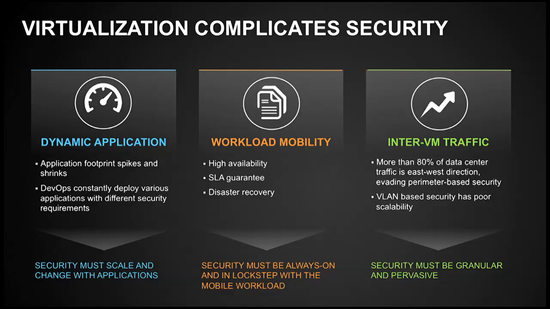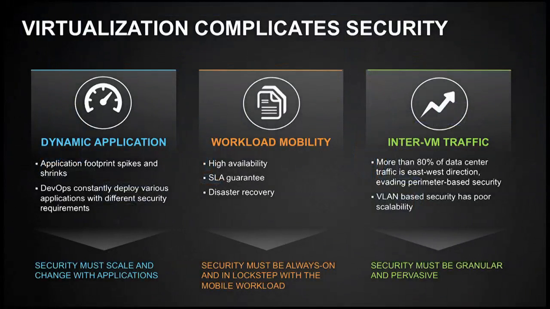The second dimension is the rate of innovation happening in software development. With agile development, you're very familiar with DevOps. The DevOps team needs to spin up dynamic environments to test and release software several times a day, and these application environments may have different security implications and security requirements. Security that is very static is not going to catch up with the new requirements posed by dynamic applications. So security must change along with the applications.